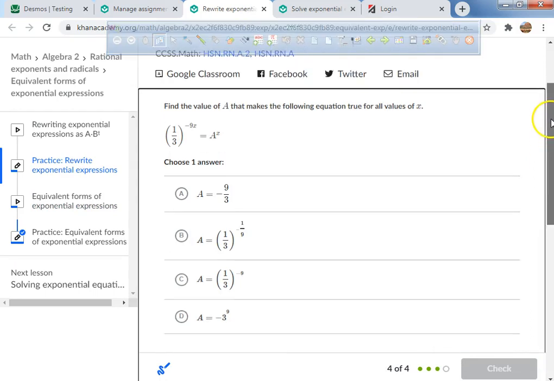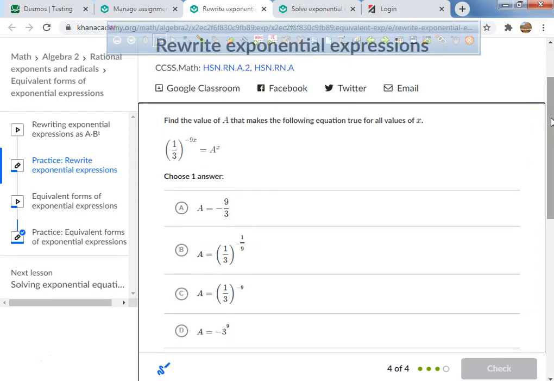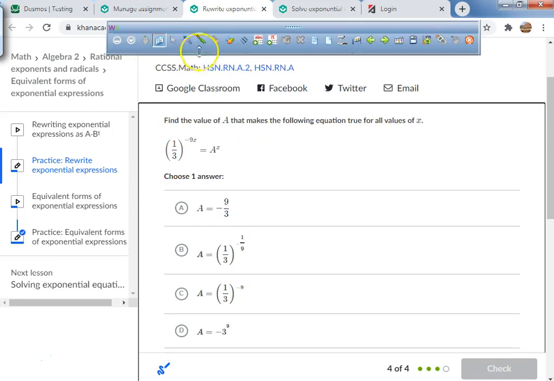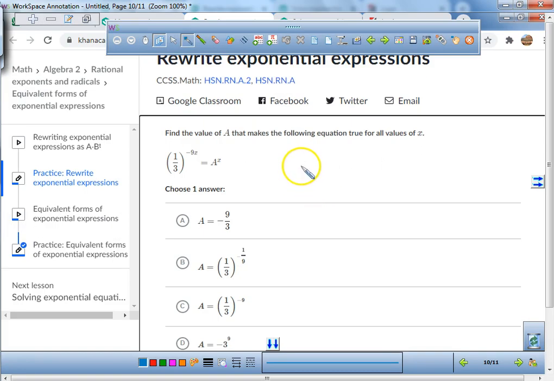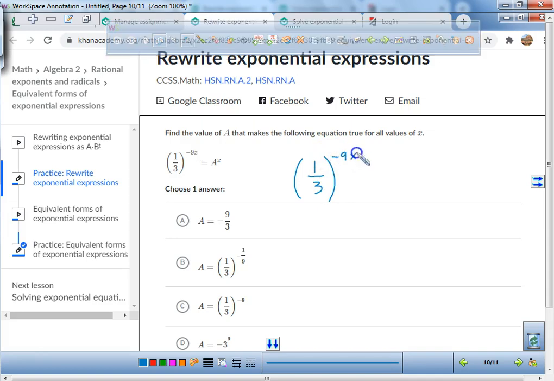Here we go. Here's your next problem. We're going to work on this together. All right? Right now, first thing I'm going to do is write it a little bit bigger. That says 1/3, and that's raised to the power of -9, and there's an x, and somehow I've got to equal a to the power of x. So I have 4 different answer choices.